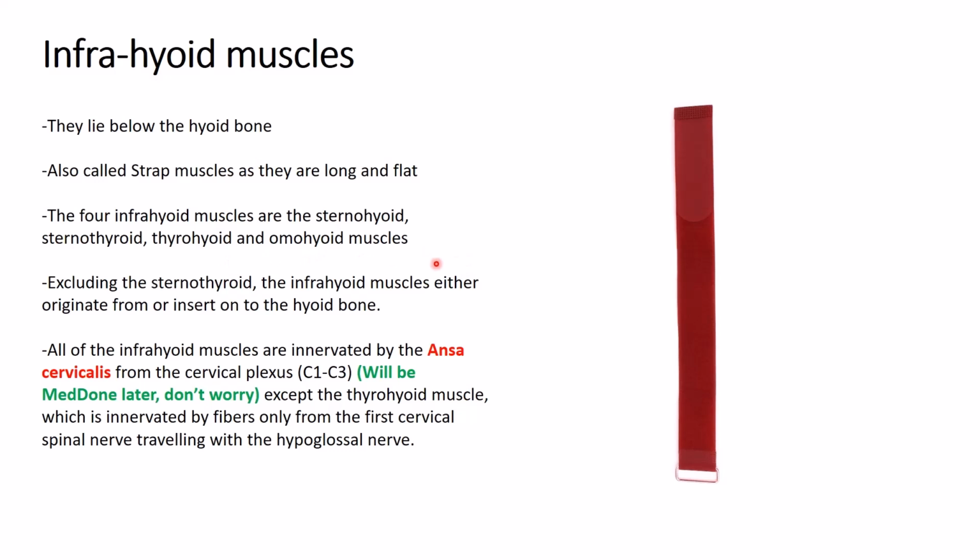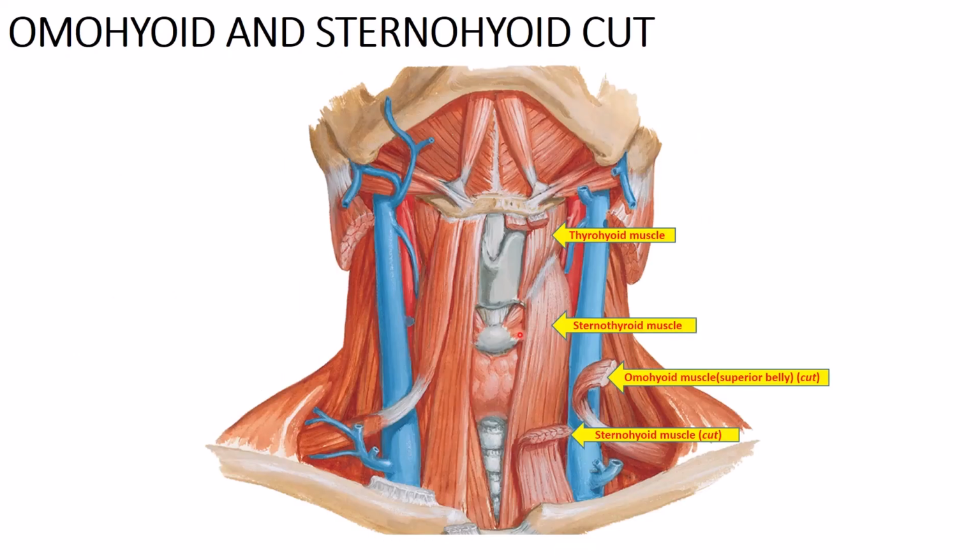Excluding the sternothyroid, the infrahyoid muscles either originate from or insert into the hyoid bone. So we can easily know this from their names. We have sternohyoid, so of course there is a relation between it and the hyoid bone. We have thyrohyoid, so the hyoid section is present in it also, and the omohyoid also has the hyoid section. The only exception is the sternothyroid, which is between the sternum and thyroid cartilage. It has no relation to the hyoid bone.